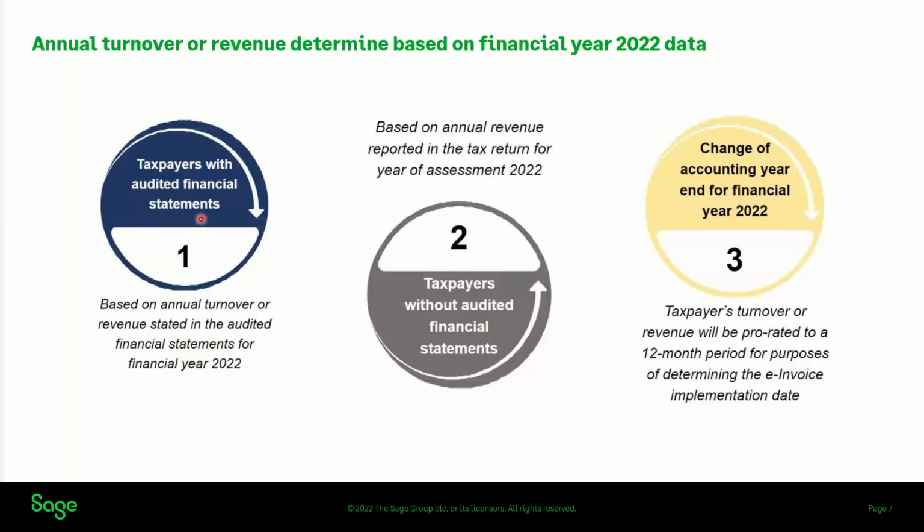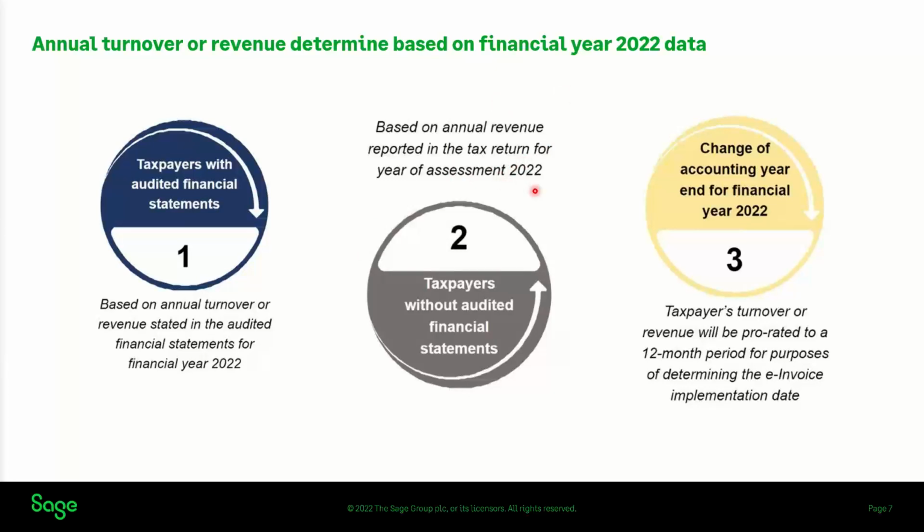The first criterion is your audited financial statement. If your company has one, LHDN will base it on the annual turnover or revenue stated in the audited financial statement for financial year 2022. The second criterion, if you don't have an audited financial statement, is the annual revenue reported in the tax return for year of assessment 2022.